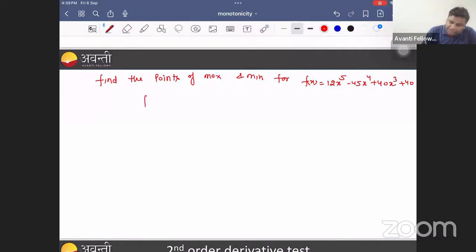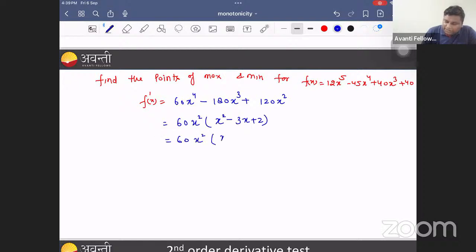So if you differentiate it, you get f dash x as 60x to the power 4 minus 180x cube plus 120x square. This is what you got as f dash x. Out of it, I take 60x square common. So you get x square minus 3x plus 2. So it is 60x square, (x minus 1), (x minus 2). Am I clear? Now, let's keep it as it is.